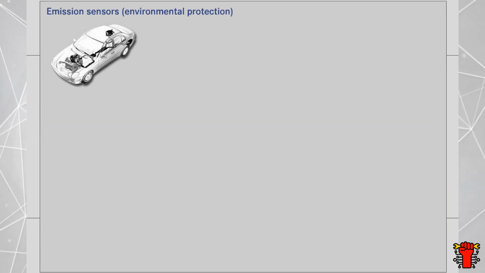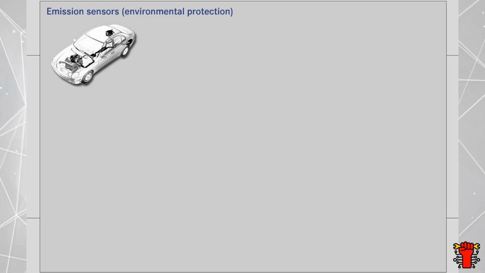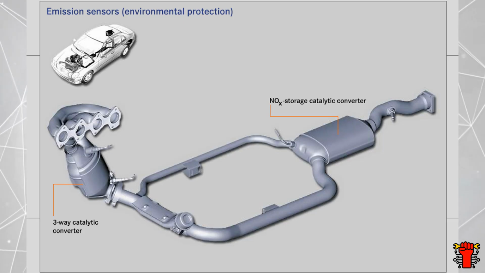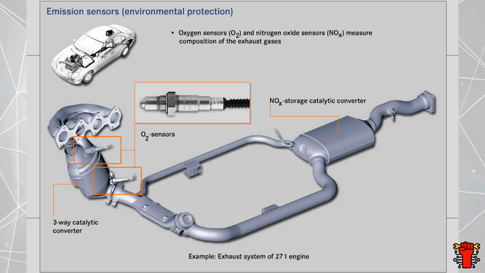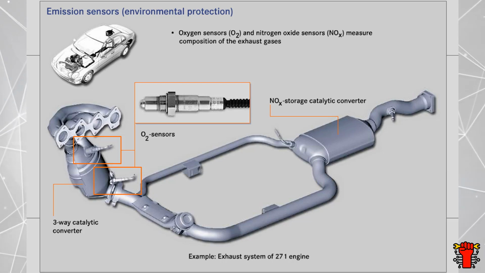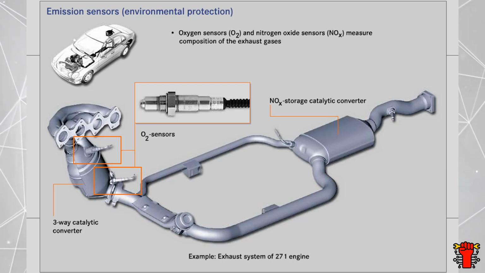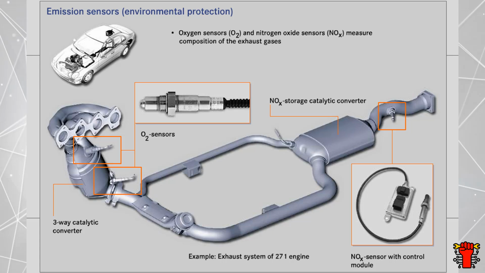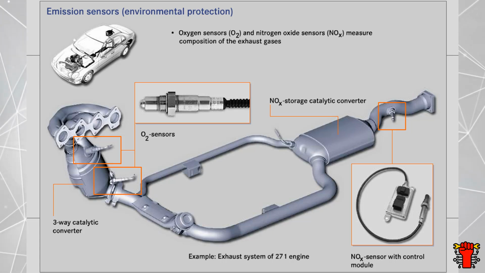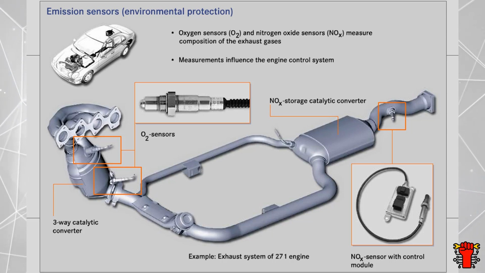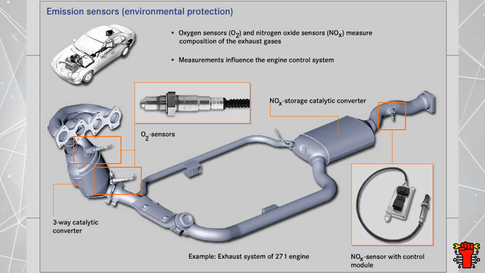Vehicle sensors are also used to protect the environment, ensuring that it is not excessively polluted by the operation of the vehicle. One example are the sensors in the exhaust system, which analyze the composition of the exhaust gases. In a gasoline direct injection engine, for example, 2 oxygen sensors, one upstream and one downstream of the 3-way catalytic converter, and a nitrogen oxide sensor located downstream of the NOx absorber are responsible for analyzing the composition of the exhaust gases. The values measured influence the engine control system to prevent the emission of harmful exhaust gases.